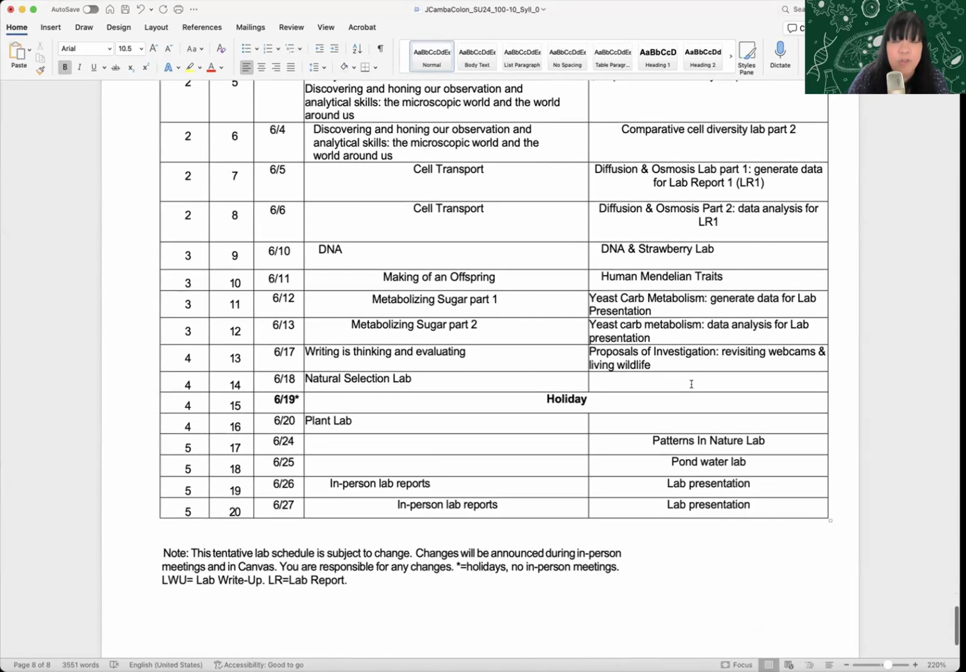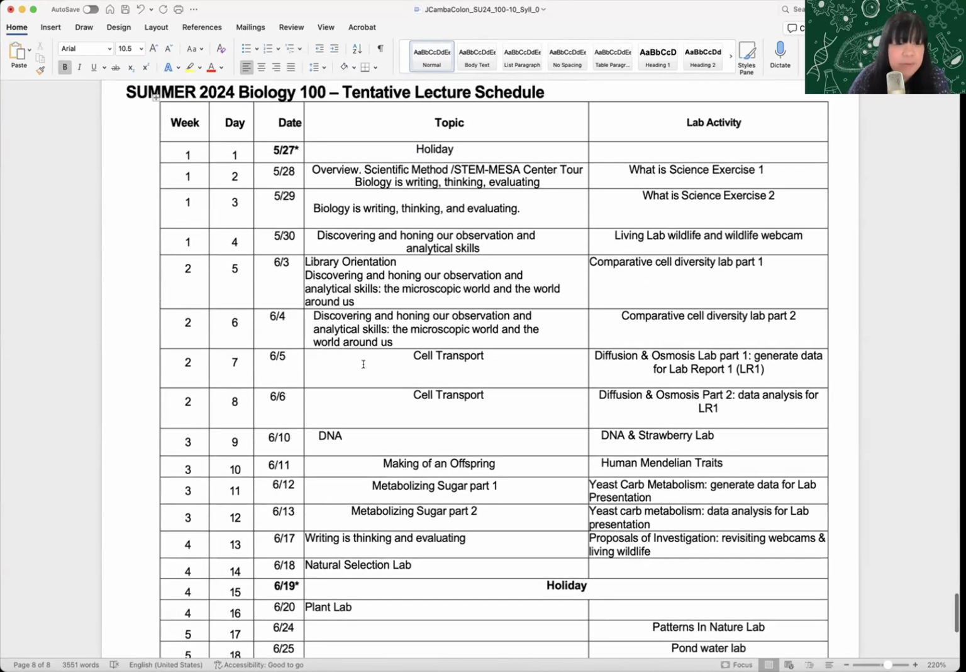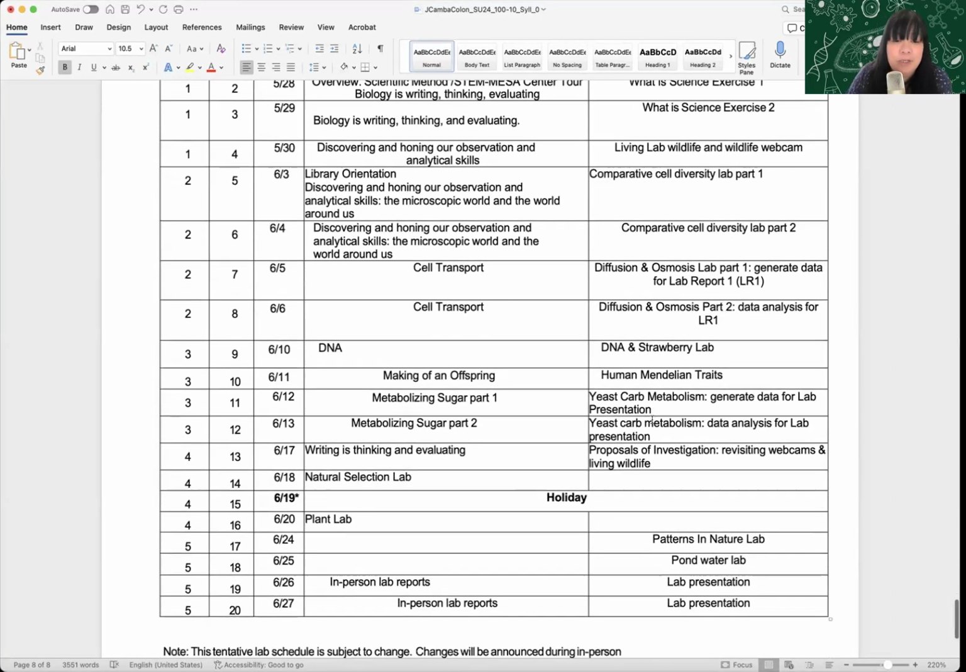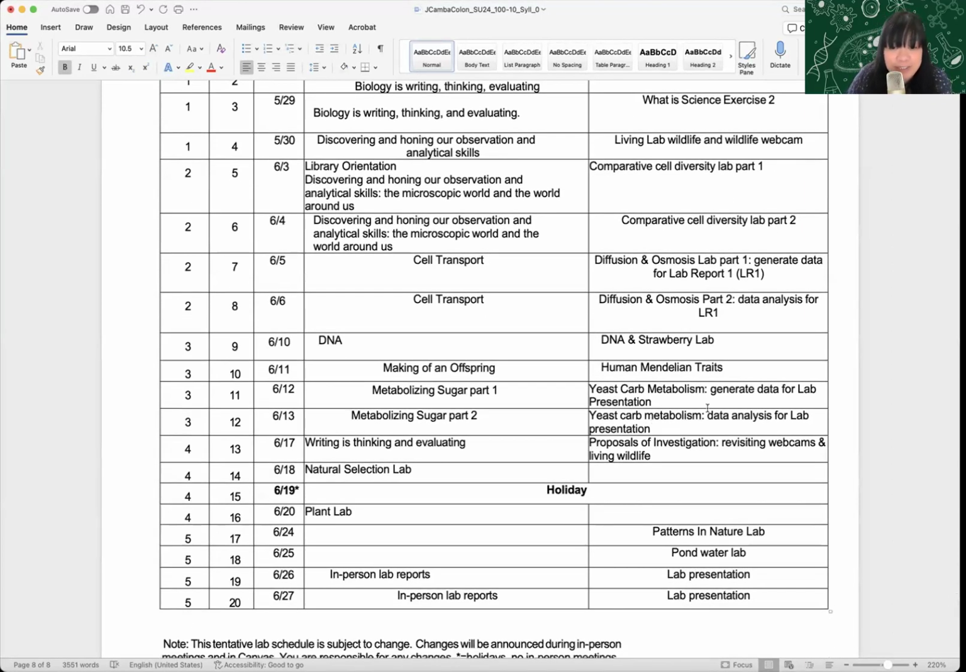Okay. You are going to write a lab report. So the experiment for the lab report will happen around this time during week 2. We're going to be doing a diffusion and osmosis lab. So we're going to do that. And then we're going to learn how to write a lab report. And then we're also going to generate data for our oral lab report. So you're going to present your lab report in person, but this will be a group project.